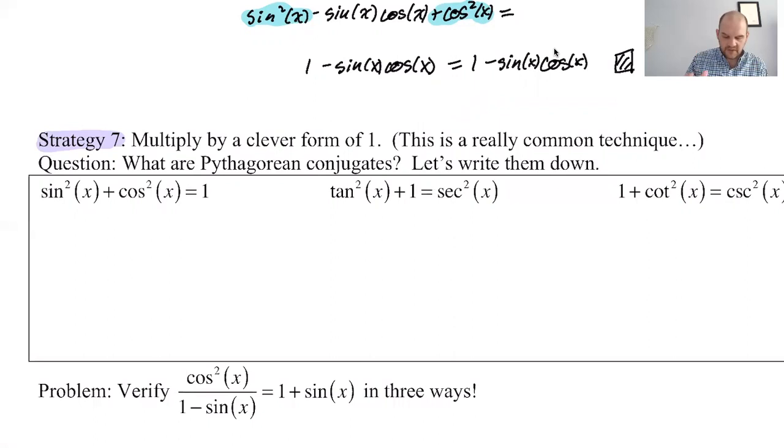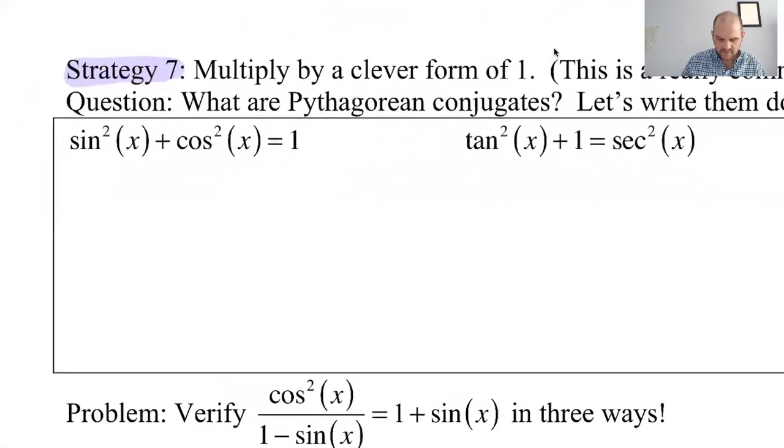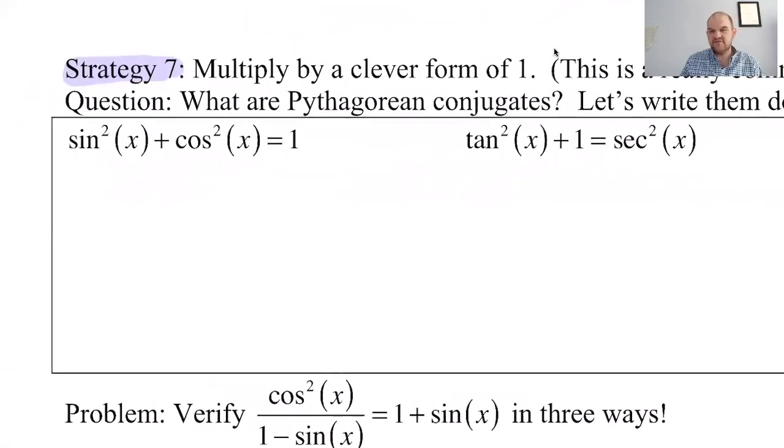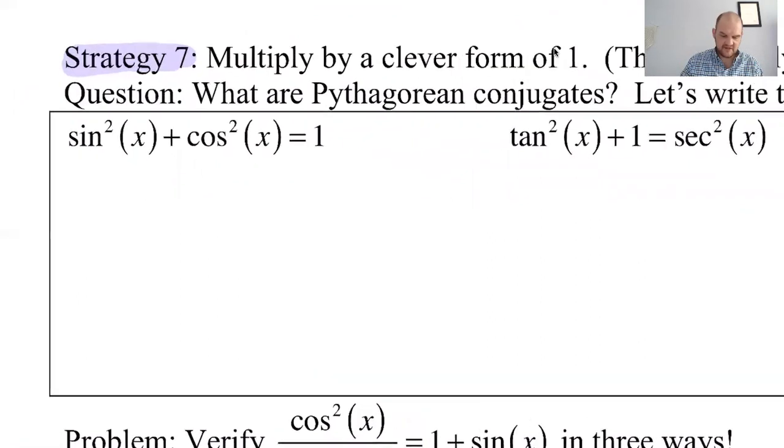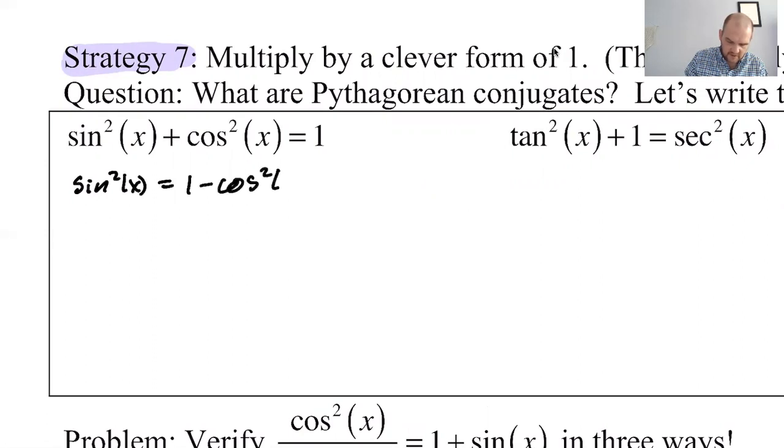That's 1, right? Sine divided by sine is 1, but it changes the way things look. So what I want to do is show you the most common weird versions of 1 that you're going to be using. And to get those, we need to rearrange and then factor these Pythagorean identities. We're going to get what are called Pythagorean conjugates. So here I see that sine squared equals 1 minus cosine squared, right? Just subtract cosine squared from both sides, because we know that this is equal, so we can do that.